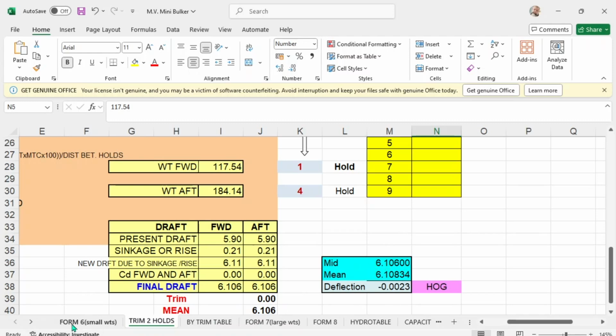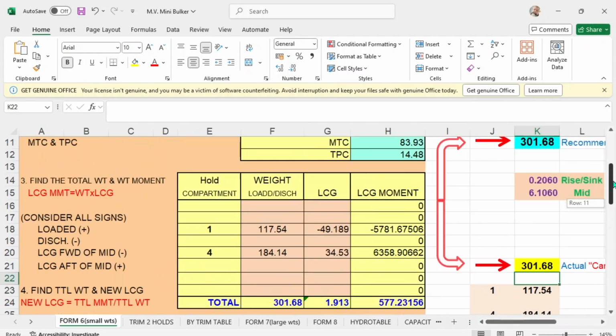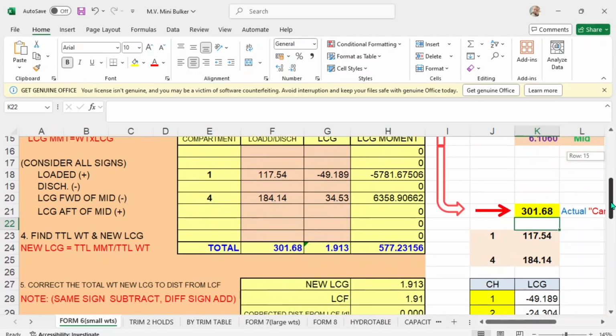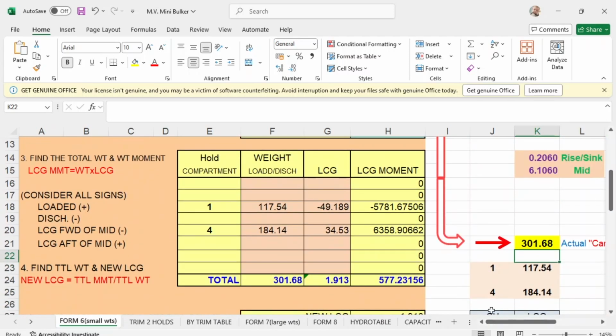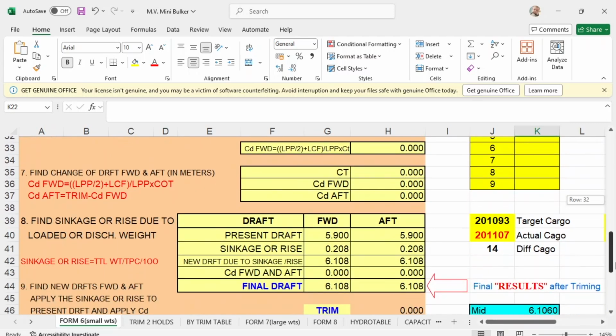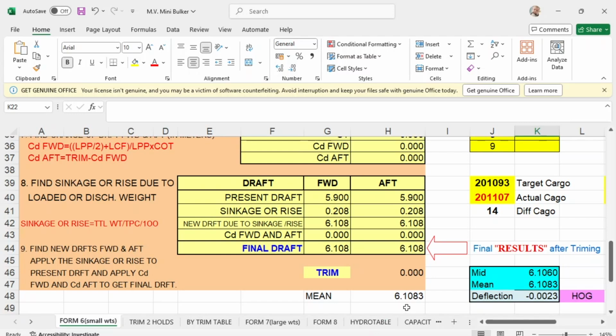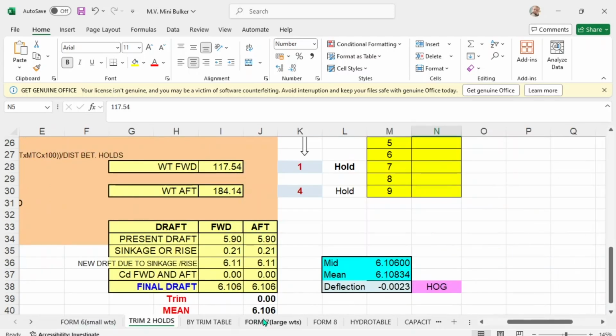So we go to the other program, which is how to find trim when handling several moderate weights. Then you scroll down. Here in hold number 1, you load 117.54, which is this one. And hold number 4 is 184.14, which is this one. And your departure drop would be forward 6.108 and up 6.108. You have 0 trim and your mean will be 6.108 and your deflection is 0. So take note, guys, 6.106 and 0 trim.